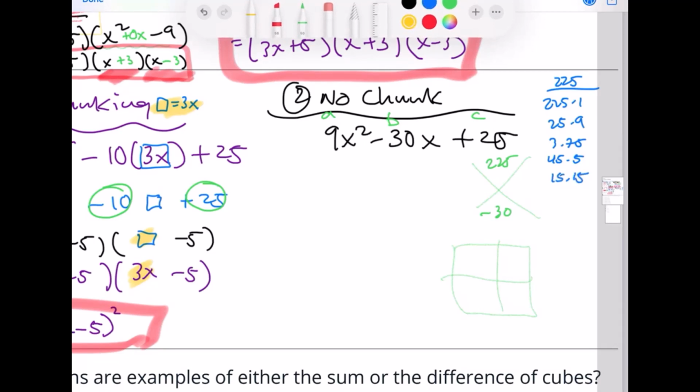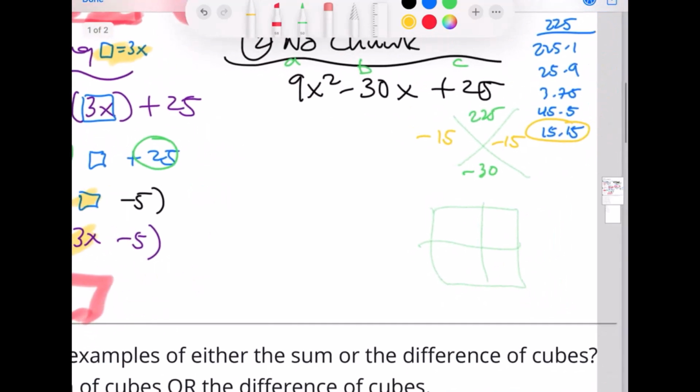Okay, which one of those is going to be this one? 15 and 15. Negative 15 times negative 15 equals a positive 225, and negative 15 plus negative 15 gives me negative 30. Okay, I have to put that into the box, and so the yellow right there is splitting the B term. That's why you're adding an X here.